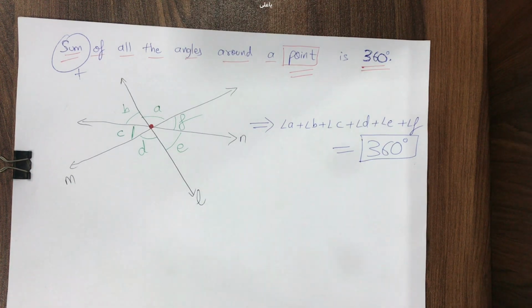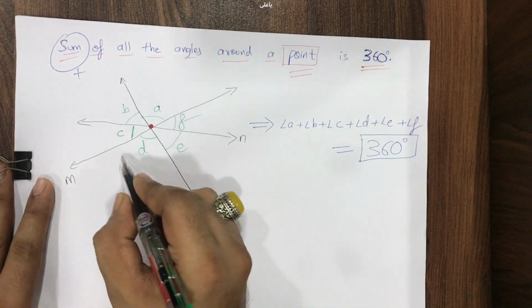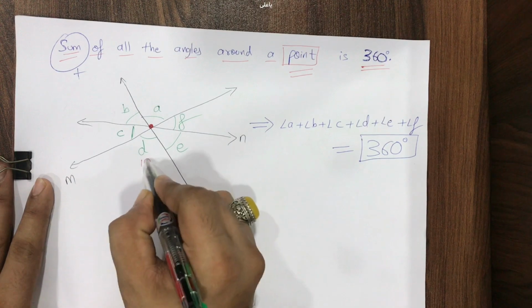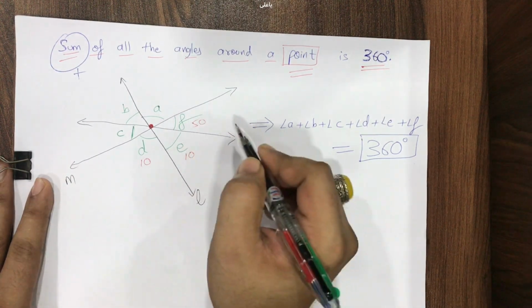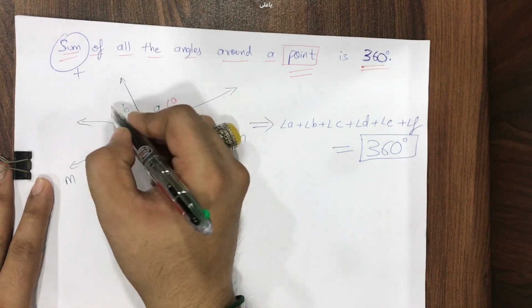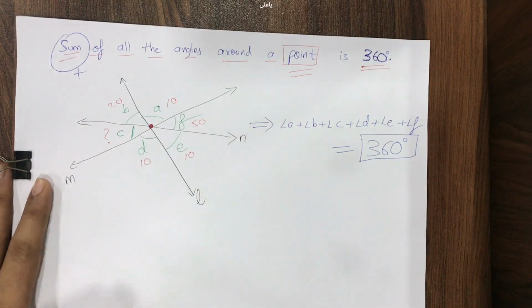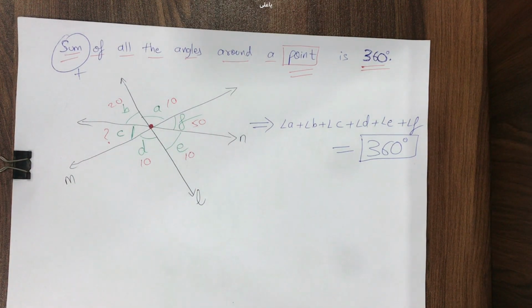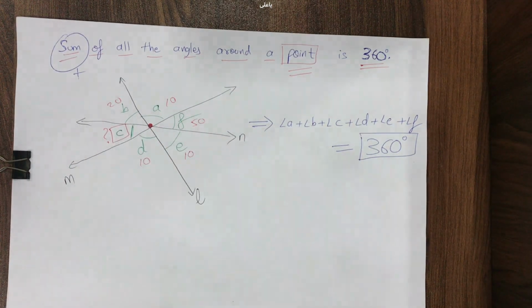Now in the exam, how will they ask you? See, it's very easy. They will just give you, for example, the value of this angle. For example, the value of this angle E is 10. The value of this angle is 50. The value of this angle is 10. For example, the value of this angle is 20. And this is a question mark. And they will say find the value of angle C.